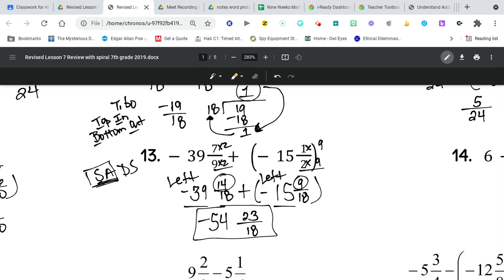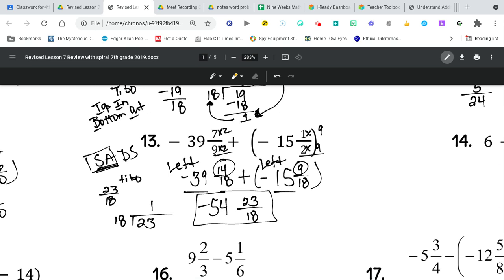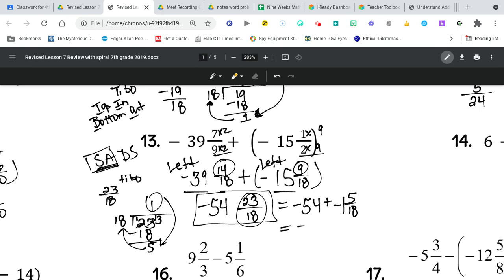All right, I'm going to table 23 18ths. How many groups of 18 can I get out of 23? Well, that would be 1. Your remainder is 5. So this ends up being negative 54. And keep in mind, this fractional part is also negative. Plus negative 1 and 5 18ths. Which is actually negative 55 and 5 18ths. That's your final answer.